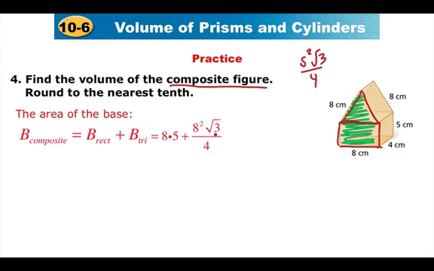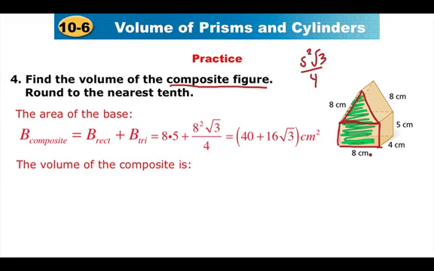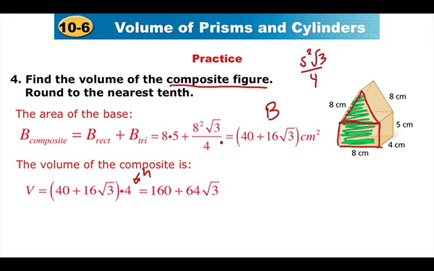I'm going to simplify this in a little bit, and this is what you get. 8 times 5 is 40, and then this just becomes 16 radical 3. And so this is the area of the base. The height is 4. So to find the volume, all I need to do is multiply the area of the B times the H, which is 4, and that's what I did.